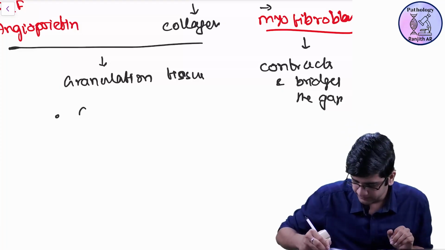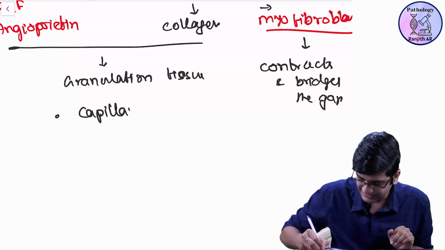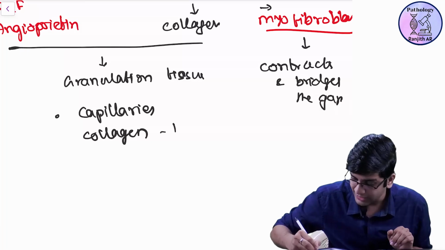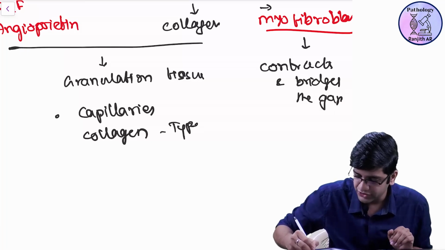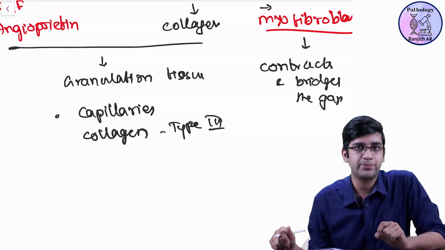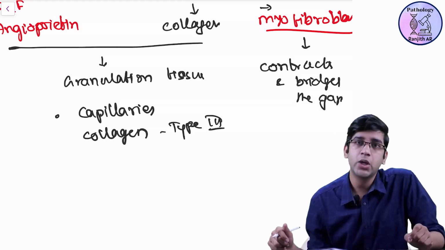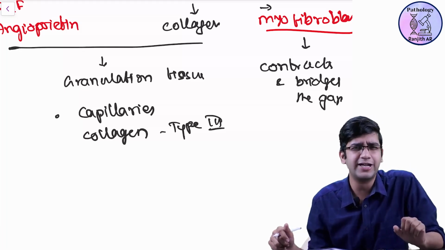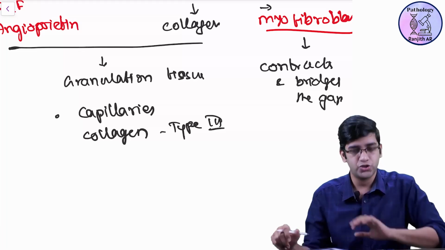Components we know: capillaries and collagen. We know that for sure. The collagen type is what we need to add. It will be type 3 collagen, the early form collagen. Later it will change to another collagen, which we will reach soon. Right? So granulation tissue has type 3 collagen. That's how the granulation should be.